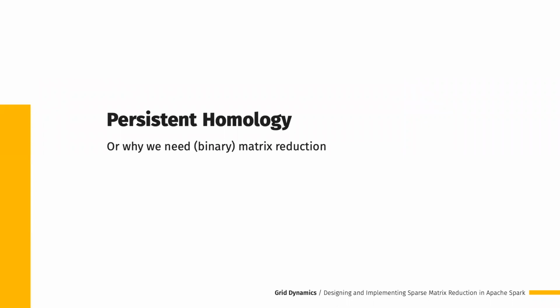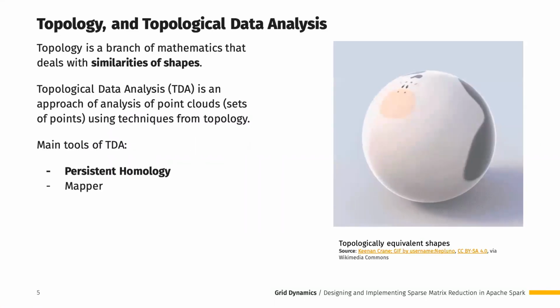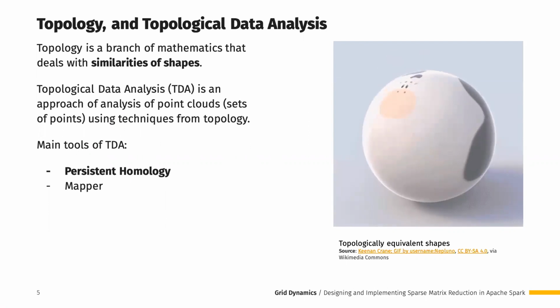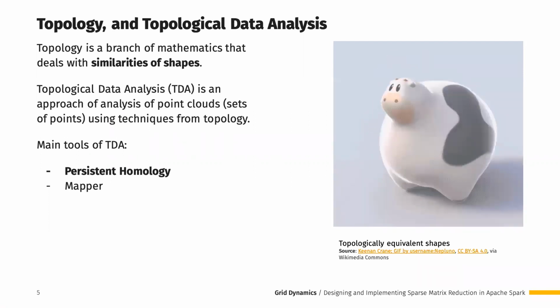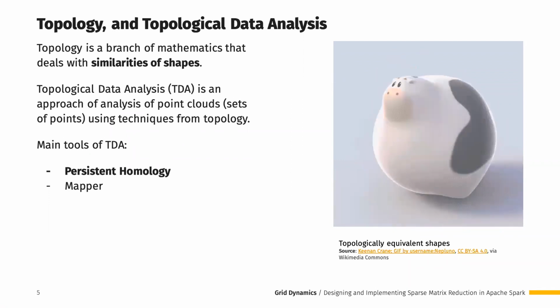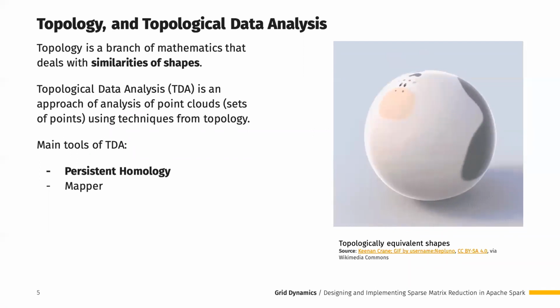So the motivation is persistent homology, which sounds like nothing familiar. But I'll show you what it is about. To start with, we need to know that in mathematics there's a sub-branch called topology. And in general, topology deals with similarities of shapes. So for example, in the GIF example on the right, we see two shapes that are topologically equivalent. So as a topologist, you say that these two are actually the same.